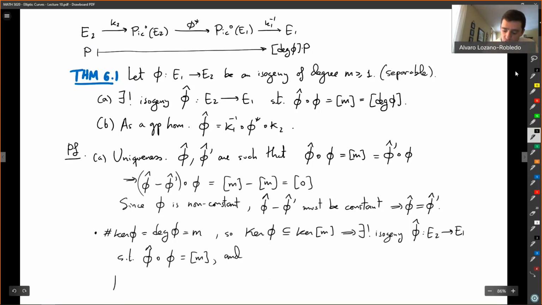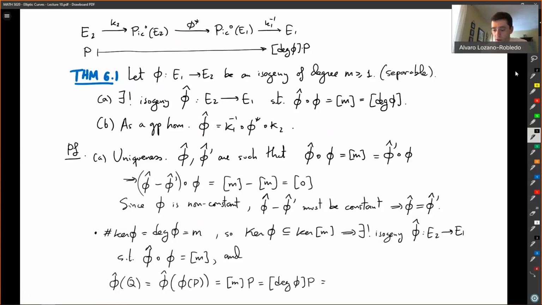Let's see, what does phi-hat do to a point Q? Well, instead of Q, I can call it phi of P, but then I know that the composition of phi-hat with phi by construction is multiplication by m, so this is just multiplication by m, which is multiplication by the degree of phi, which is what the other map does. This is exactly what kappa 1, this full composition, does to Q. So by the uniqueness, we must have that they are the same isogeny.